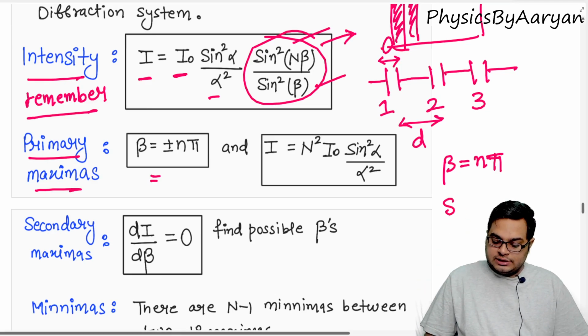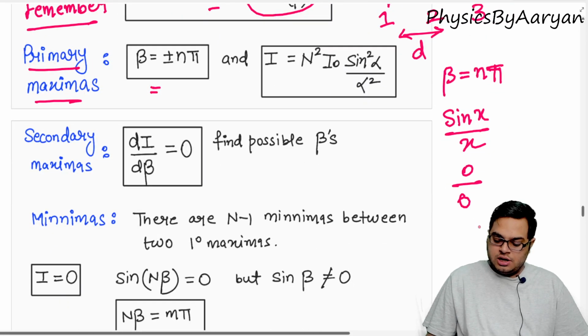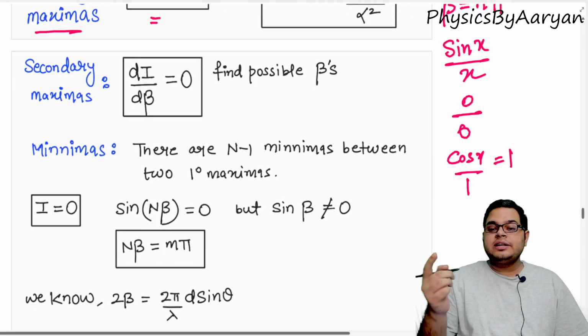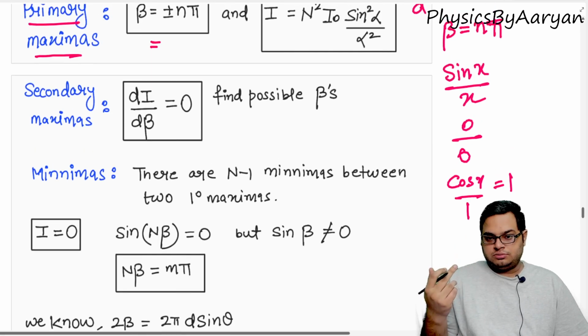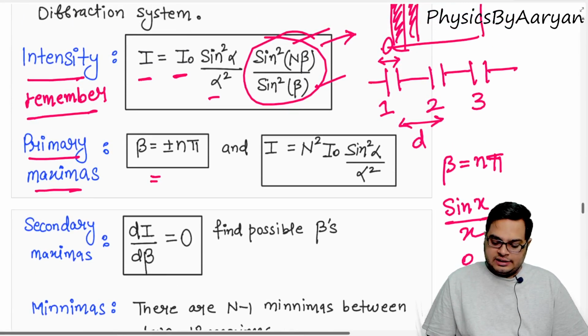So you know sine x by x. If you put 0, it is actually 0 by 0. But when you use L'Hopital's rule, you differentiate the numerator and denominator, and now if you put 0, you will get 1. So the value of the limit is actually 1; it is not 0 by 0. So using L'Hopital's rule itself, I can say that this thing is getting maximum.